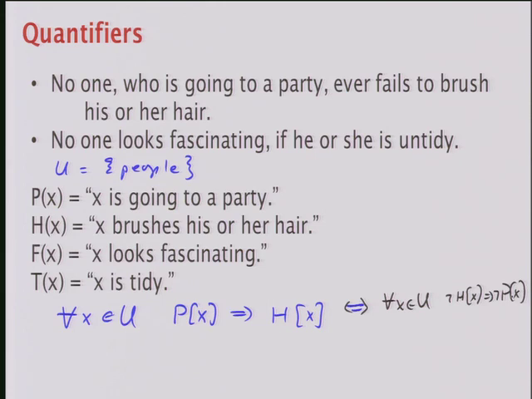Okay. The second one says no one looks fascinating if he or she is untidy. So you can write that as for every x in U, if he or she is untidy, so not t of x, you can write like this, or you can put t of x bar. I'm not terribly worried which one you say. If he or she is untidy, he or she does not look fascinating. So not f of x.